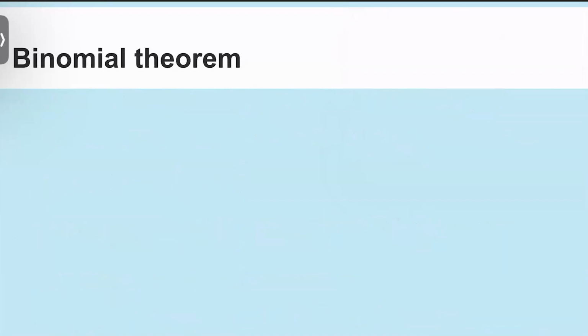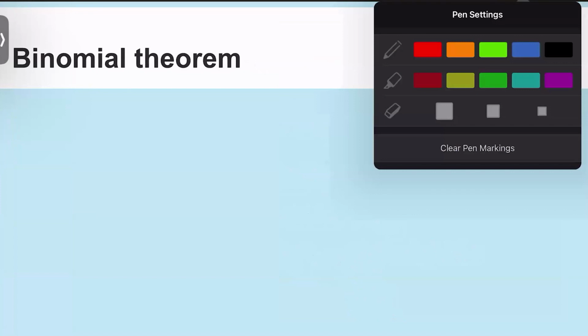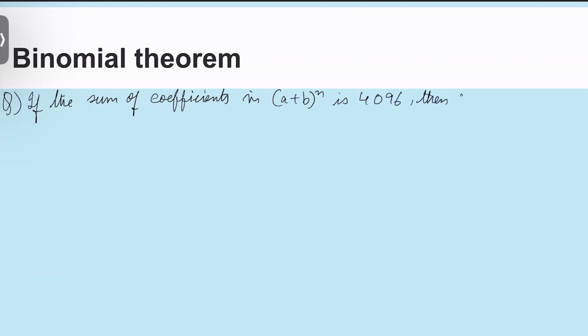Now let's take another example. Suppose the next question is: if the sum of coefficients in a plus b the whole raised to n is 4096, then what is the greatest coefficient of the expansion?